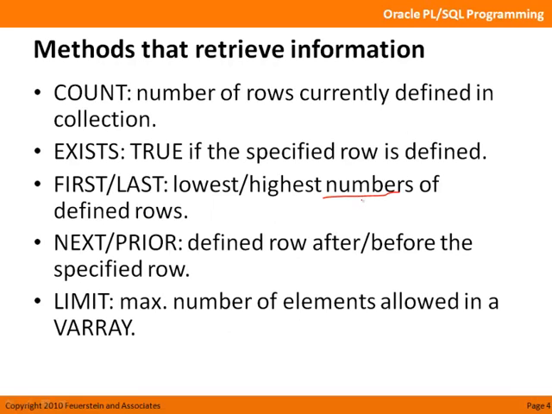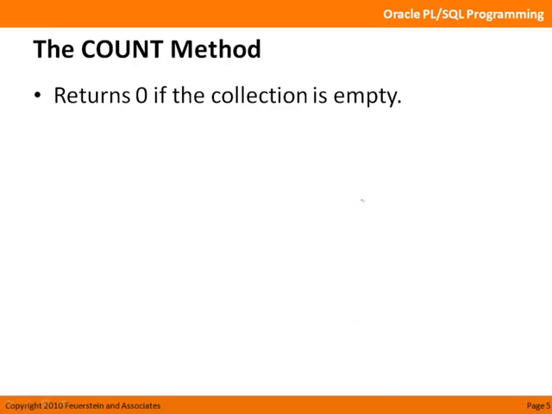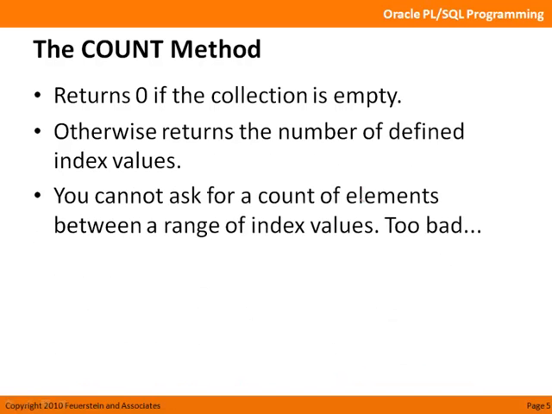So these are the different methods for retrieving information. Let's take a closer look. The count method is probably one of the most popular. It returns 0 if the collection is empty. Otherwise it returns the number of elements defined in the collection, the number of defined index values.